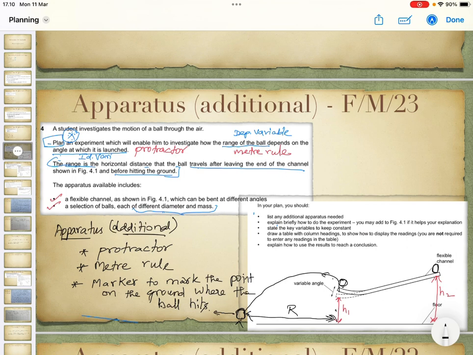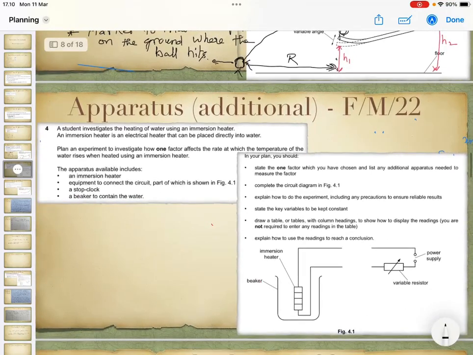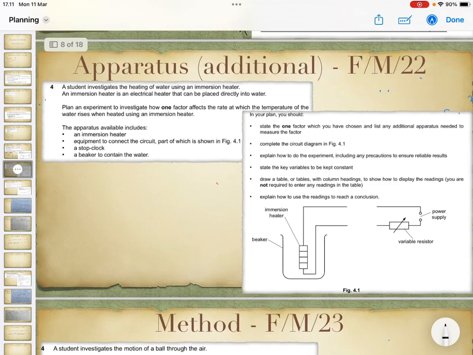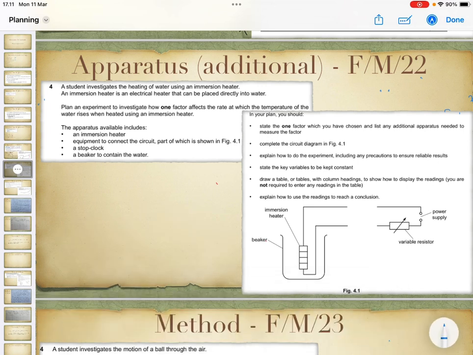Okay, now let's focus on the additional apparatus required in the second experiment in paper Feb March 22. If you remember, this experiment talks about an immersion heater. So a student in this experiment wants to investigate heating of the water using an immersion heater. What is an immersion heater? It's an electrical heater that can be placed directly into the water, right? And you supply electrical power to the heater, and the electrical energy is converted into heat energy and it heats up the water.